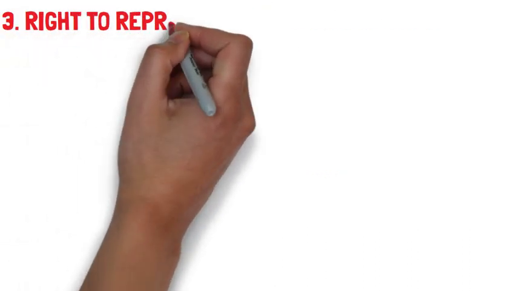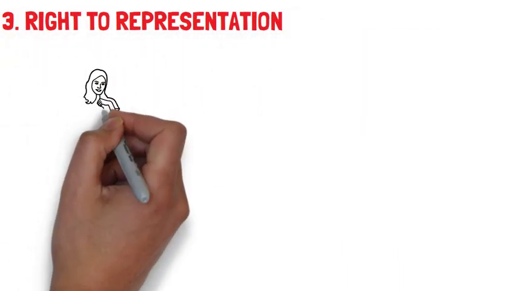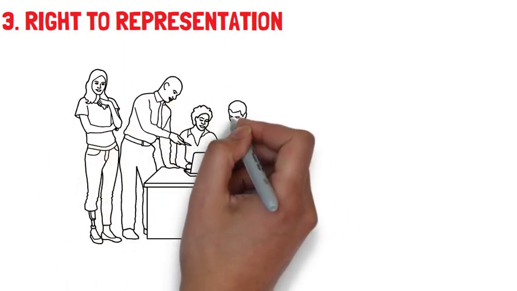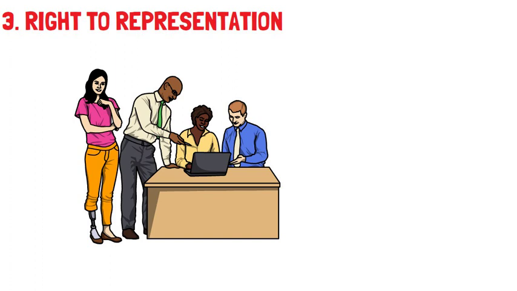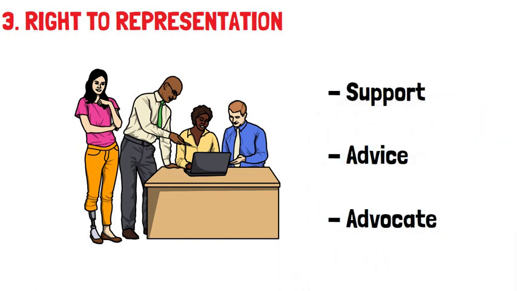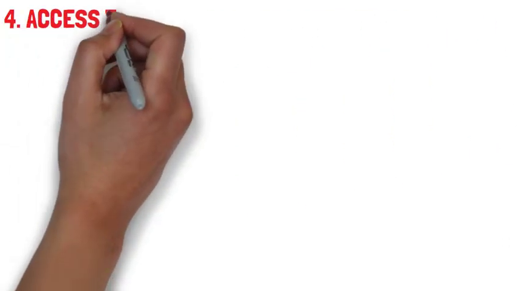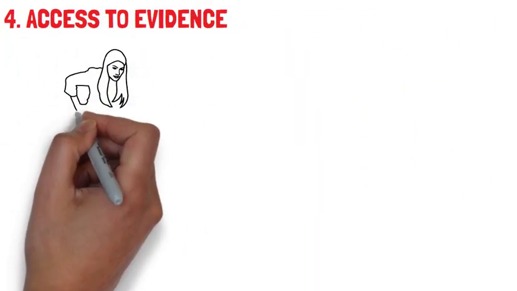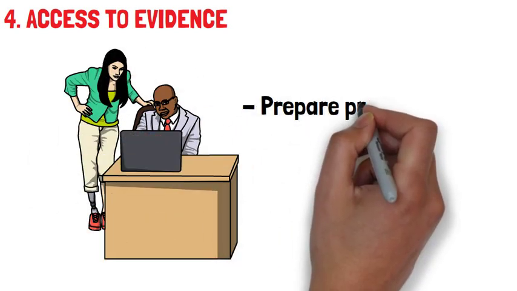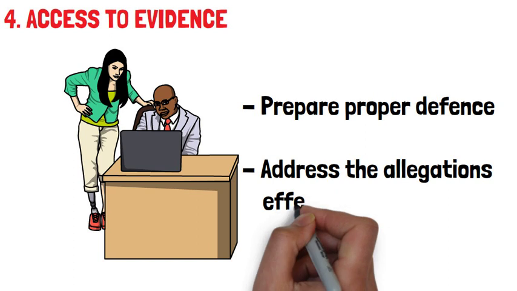3. Right to representation. In many cases, employees have the right to be accompanied by a representative or a coworker during disciplinary meetings or hearings. This representative can provide support, advice, and advocate on the employee's behalf. 4. Access to evidence. Employees generally have the right to access the evidence that is being used against them. This allows them to prepare a proper defense and address the allegations effectively.